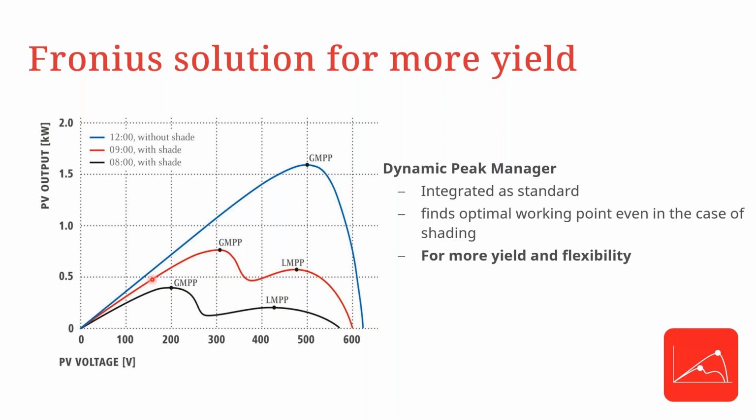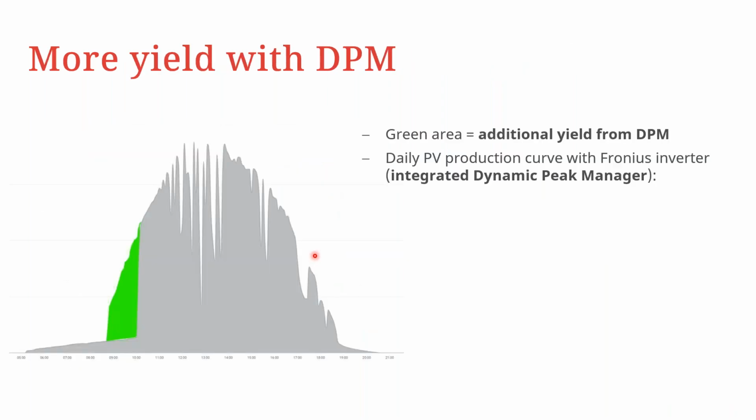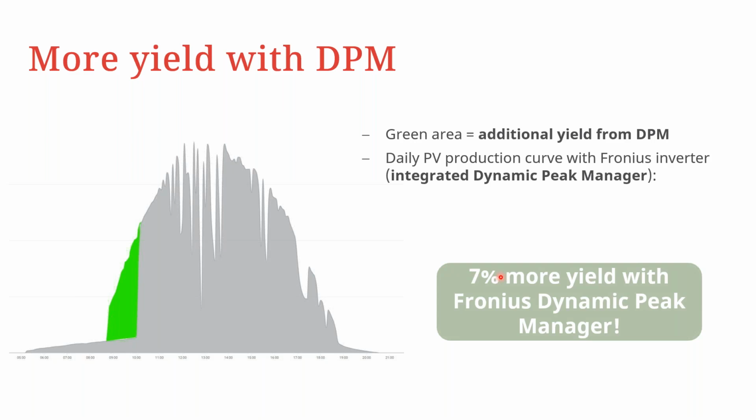But the Fronius inverter using the Dynamic Peak Manager would scan this IV curve every several minutes, 5 to 10 minutes, and therefore is able to always find a better global maximum power point, even in the case of shading. And as a result of this, we can realize 7% more yield with the Dynamic Peak Manager.